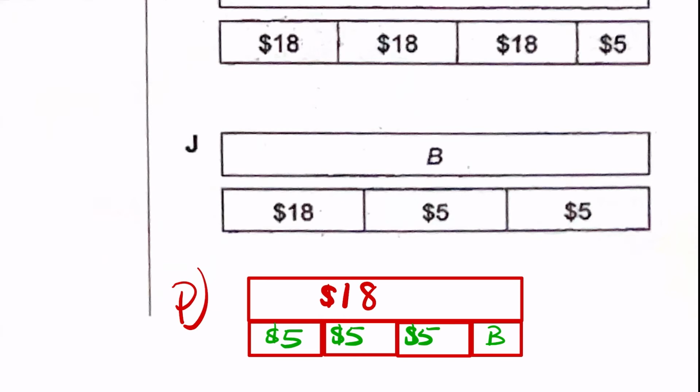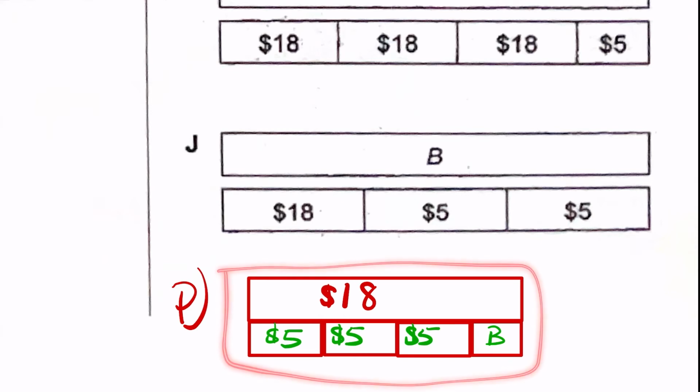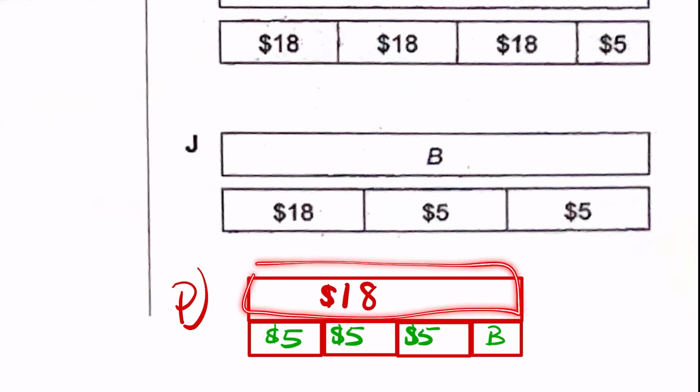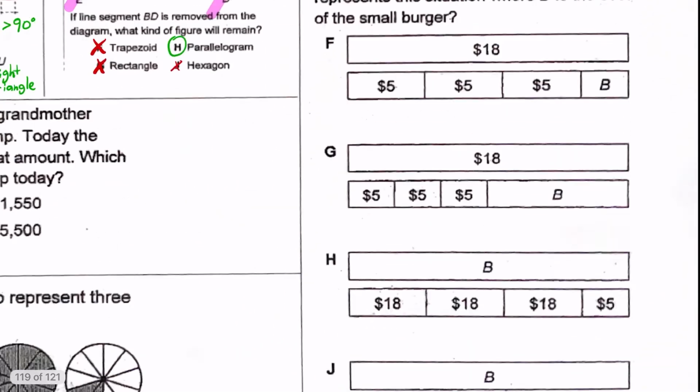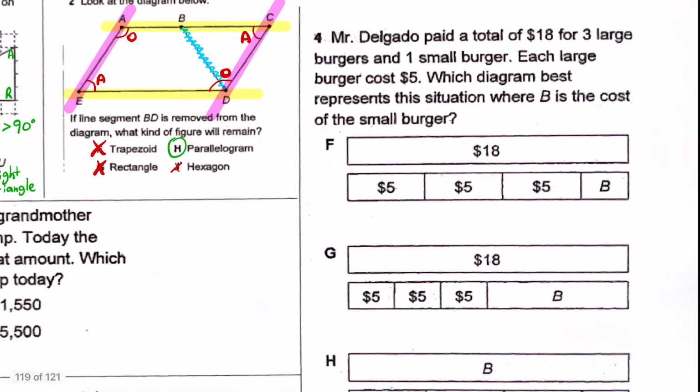So now that I showed my strip diagram down here, where 18 is my total, I'm buying a large burger for $5. I'm buying another large burger for $5 and another large burger for $5. And I'm going to spend the rest of that money for the small burger. I'm going to look at all my answer choices.